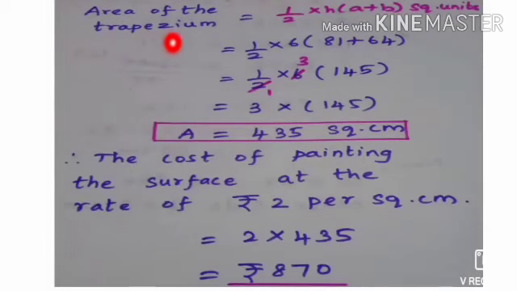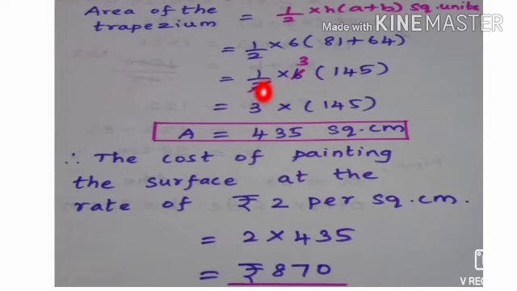Students, now we know that the area of the trapezium is equal to 1 by 2 into h into (a plus b) square units. Now we have to substitute all the given values. The value of h is 6. The values of a and b are 81 plus 64. Now, by using the BODMAS rule, we have to do the calculation within the bracket first. So 81 plus 64 is 145. And then 1 by 2 into 6 into 145 we get.